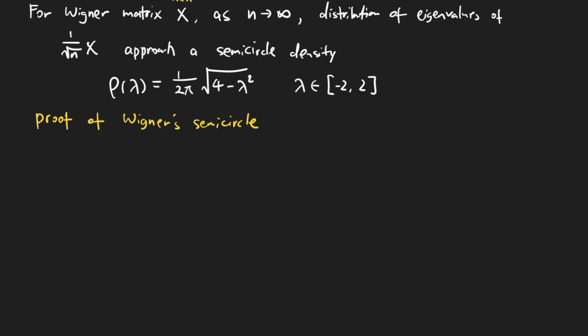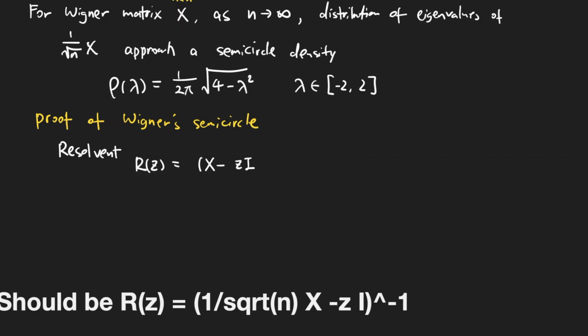Okay, so in order to prove this semicircle law, we're going to first introduce a very important idea in RMT. That is the resolvent. So the resolvent of the matrix is defined as (X − zI) inverse, and we take the inverse of it.